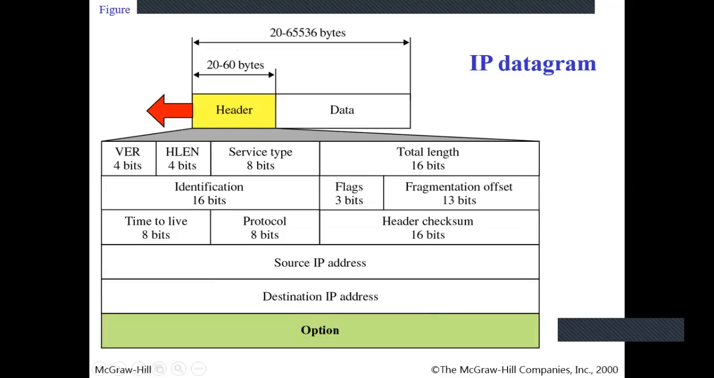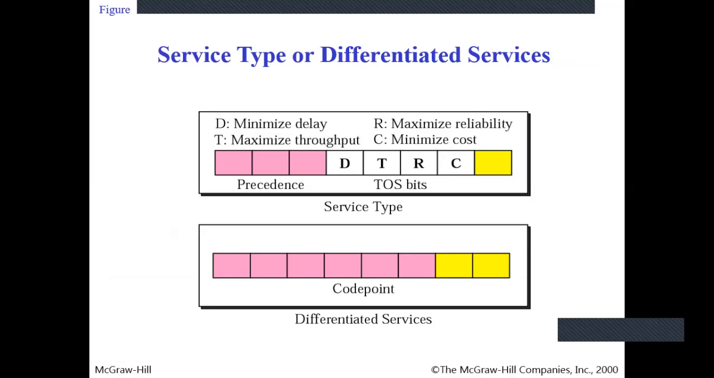8 bits. Clear? Now, these 8 bits contain the first 3 bits as precedence bits, and the next 4 bits are type of service bits. These are delay, throughput, reliability and cost. And the last bit is an unused bit. Now, these 4 types of services are minimum delay, maximize throughput, maximize the reliability and minimizing the cost. These 4 types of services are provided by IPv4.